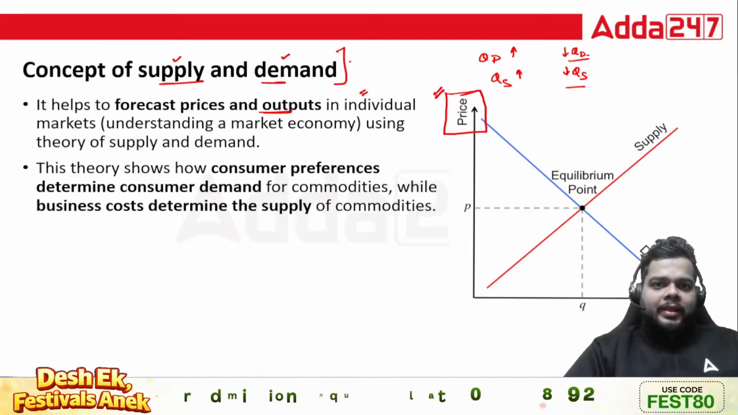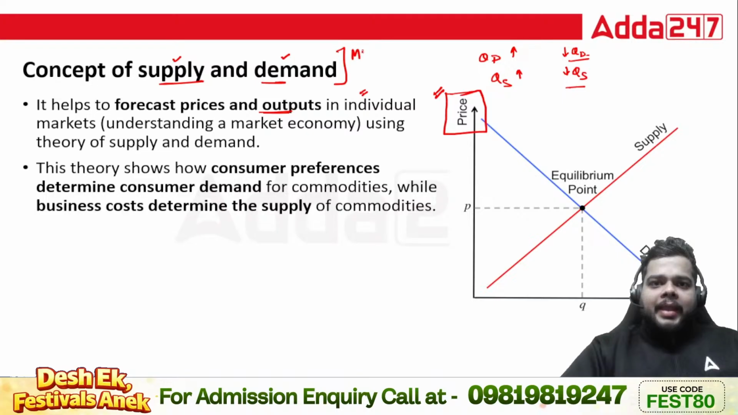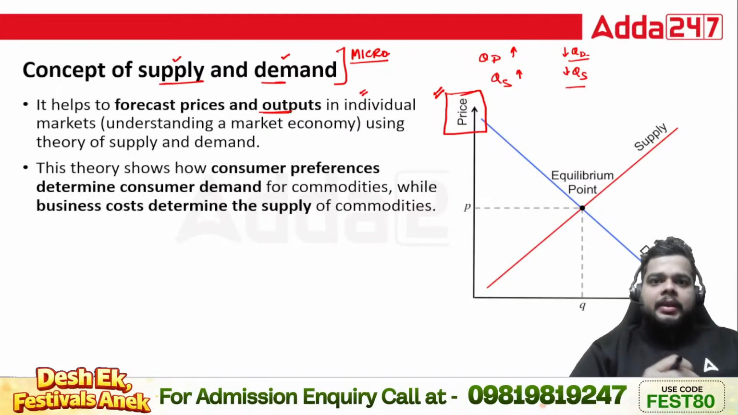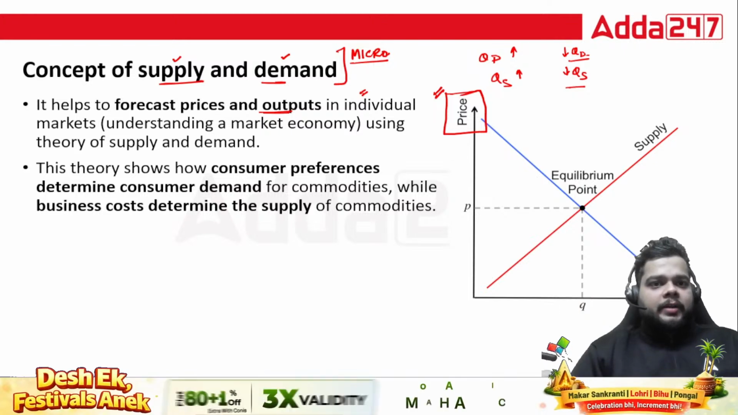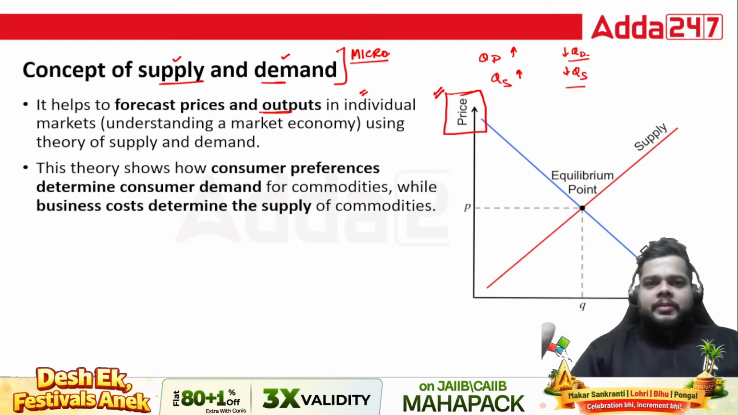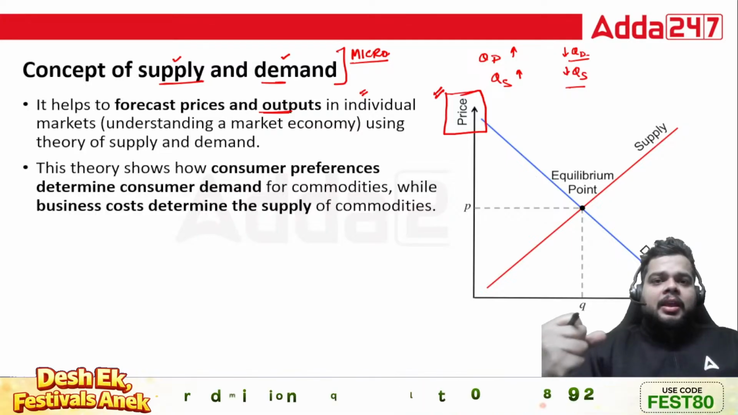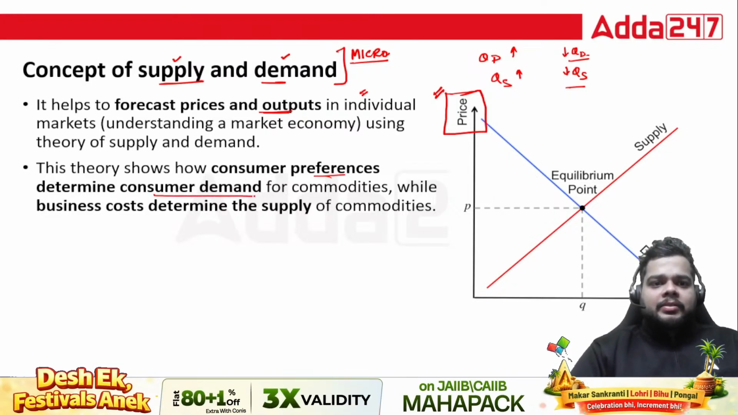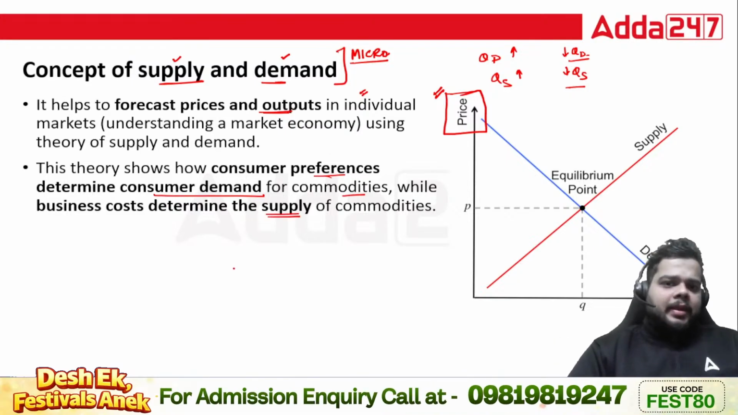Now, in Unit 12, we have learned that microeconomics talks about individual choices. It talks about the individual indicators for a particular human being, a particular consumer, or for that matter, a single business unit. And that's how we'll be discussing the concept of supply and demand, because it falls under the subject domain of microeconomics. This theory simply shows how consumer preferences determine the consumer demand for commodities, while business costs determine the supply of commodities.